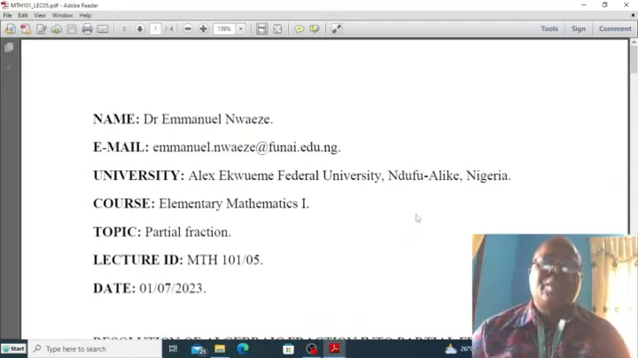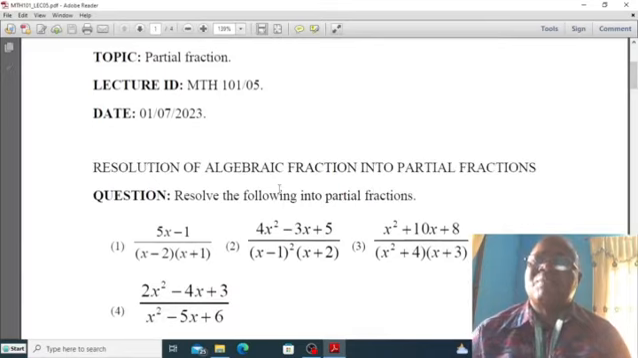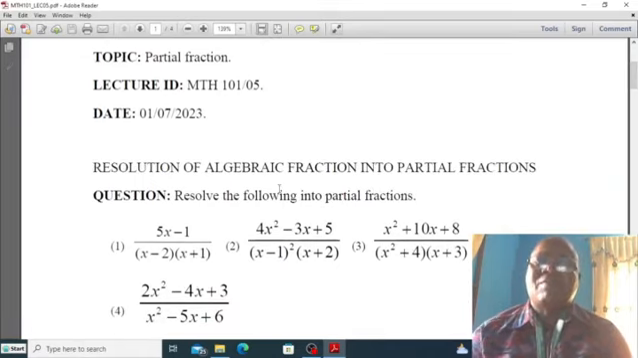Our presentation today is on partial fractions under Elementary Mathematics 1: resolution of algebraic fractions into partial fractions. The questions in this topic could take any of these four forms.